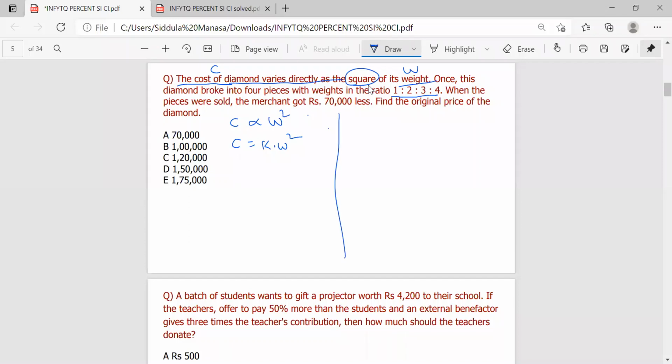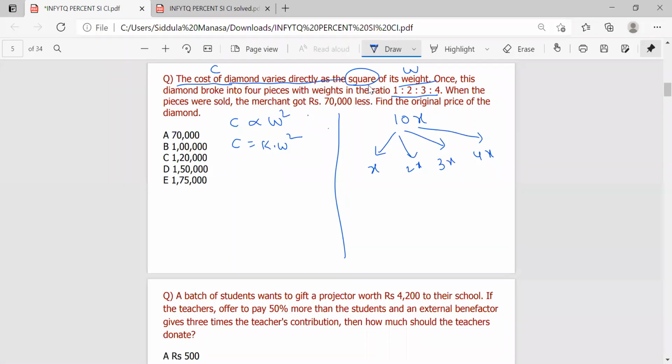Now what we have here, once this diamond broke into 4 pieces with weights in the ratio of 1:2:3:4. So total how many parts are there? 10 parts are there, right? So total 10 parts are there. So we can write it as 10x. This 10x is dividing into what? x, 2x, 3x and 4x. So this 10x is the whole diamond, the 10x part diamond is broken into what? x, 2x, 3x, 4x, 4 pieces.